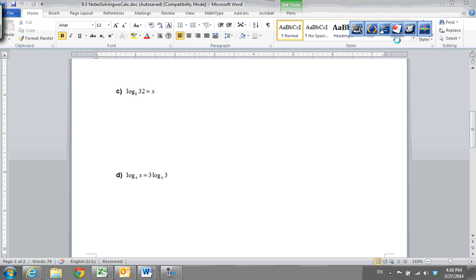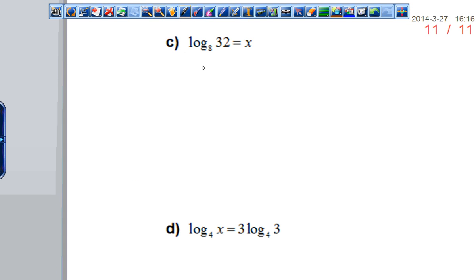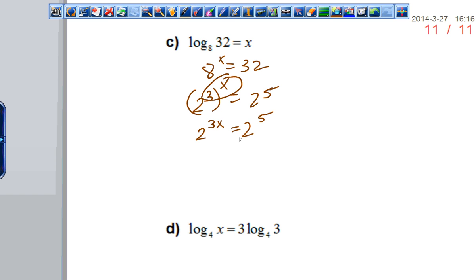Okay, on C and D, or C for sure, we have to be a little more clever here. So the first step, I don't know what to do. I'm going to rewrite it as 8 to the x equals 32. Well, crud, still didn't help me. So let's see if I can rewrite 2 to the third as 8 and 2 to the fifth as 32. And look at that, got the same base. So then I know I can multiply those exponents. So I get 2 to the 3x equals 2 to the fifth. Then that means my exponents have to be equal. I divide, and x is 5/3.